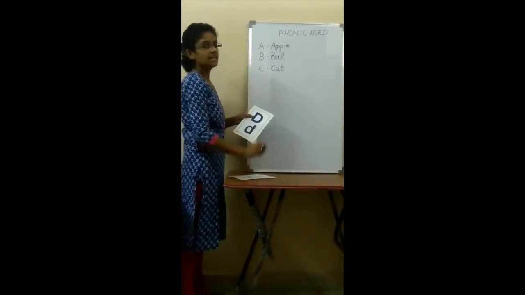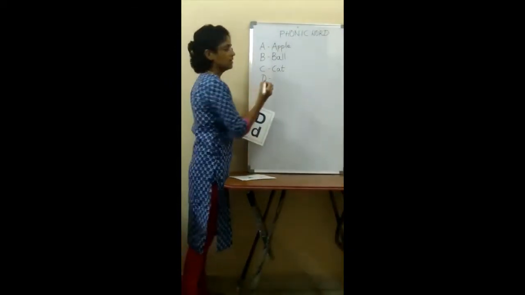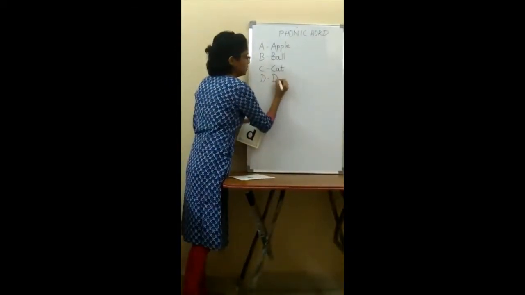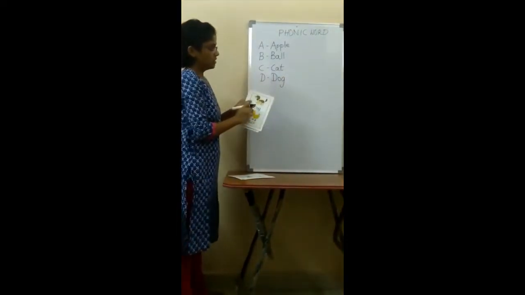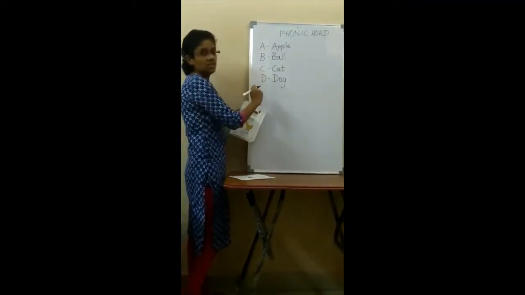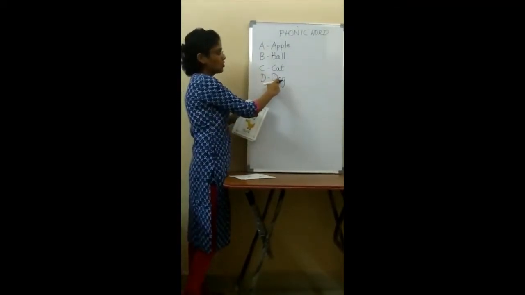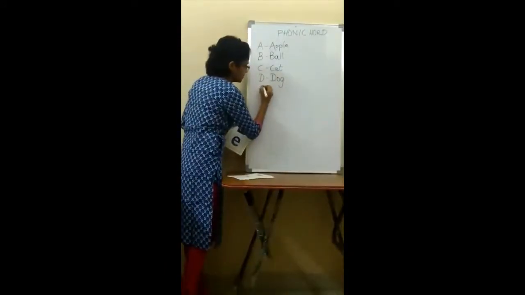What is the next letter? D. What is D for? Dog. D for dog. D O G. Dog. What is the next letter?